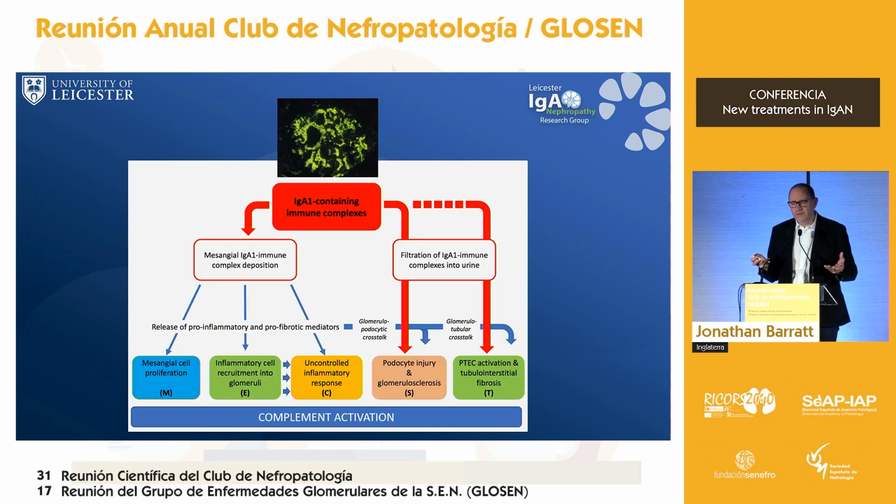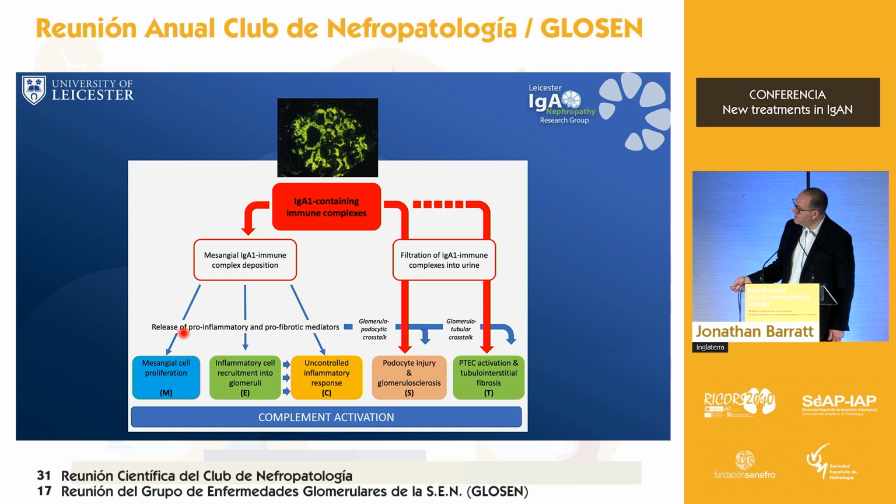And so what happens when the IgA eventually deposits in the kidneys? Well, you can see here in IgA nephropathy, it triggers mesangial cell proliferation. The mesangial cells release pro-inflammatory cytokines and chemokines. That recruits inflammatory cells into the glomeruli, monocytes, macrophages predominantly. And you can, in some cases, get an uncontrolled inflammatory response with crescent formation.